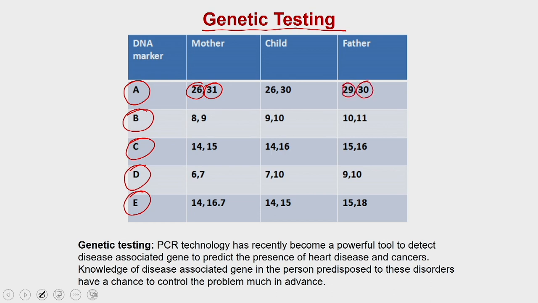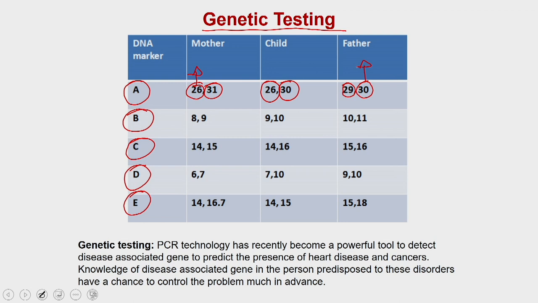So you can imagine, if it is a child of these two, mother and father, then the child should have a combination of the DNA markers of the mother and the father. You can see that the child has markers of 26 and 30, which means it is getting the 26 from the mother and the 30 from the father. So that means it is potentially a child of these two, mother and father.